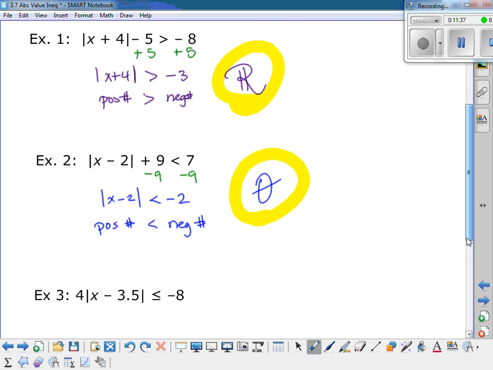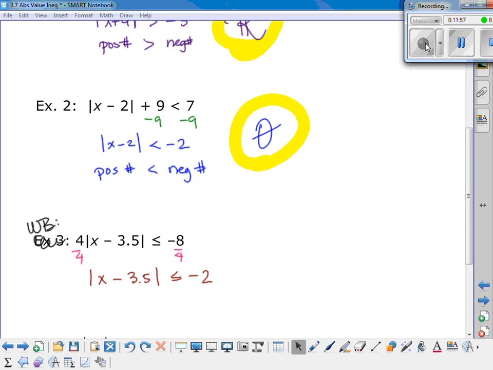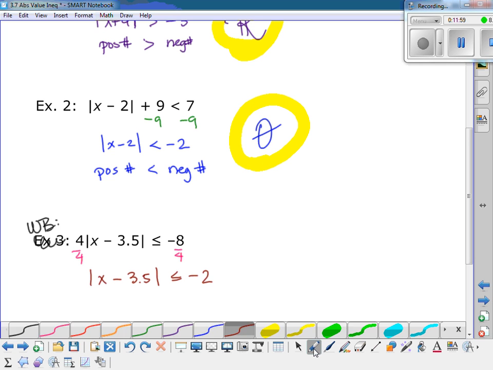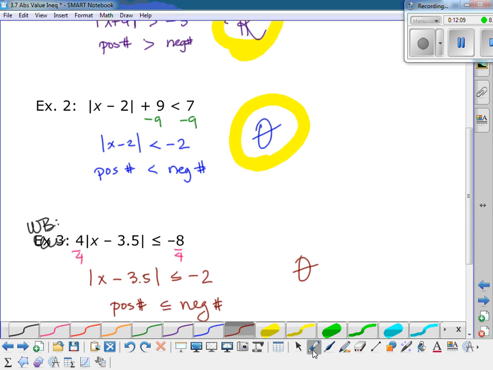So let's see. I'm going to have you guys do this one on your whiteboards. Let's see which one of those cases this one will be. Are we going to distribute? No, never distribute. Okay, so we ended up with a positive number being less than or equal to a negative number. Is that possible? No, so that one was no solution.